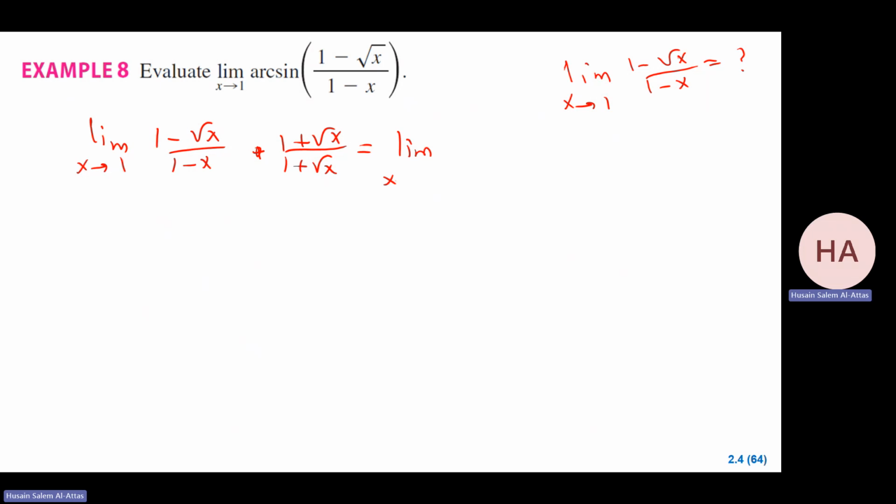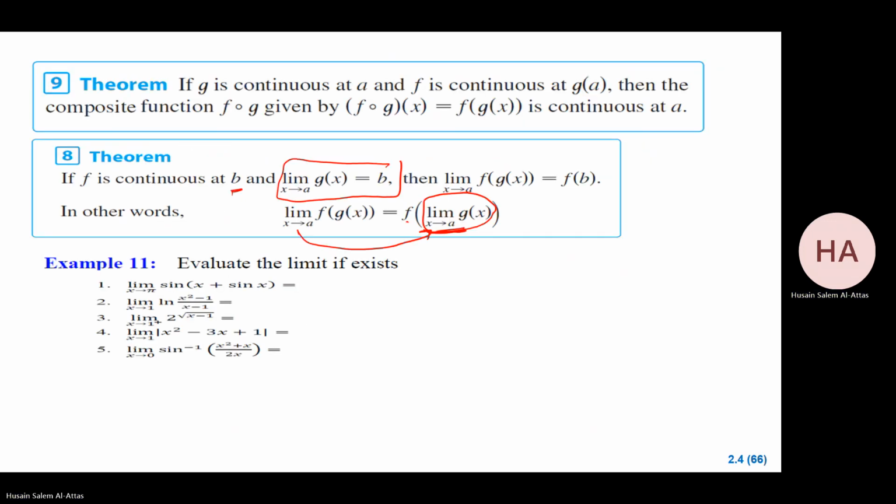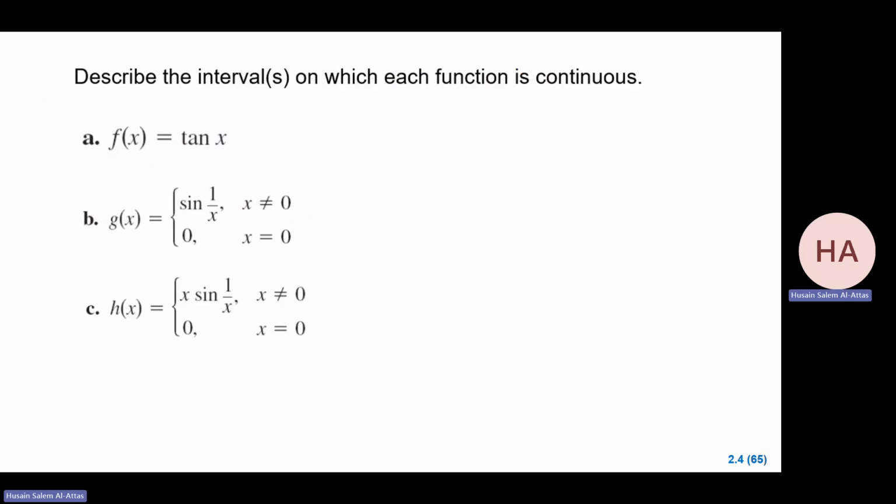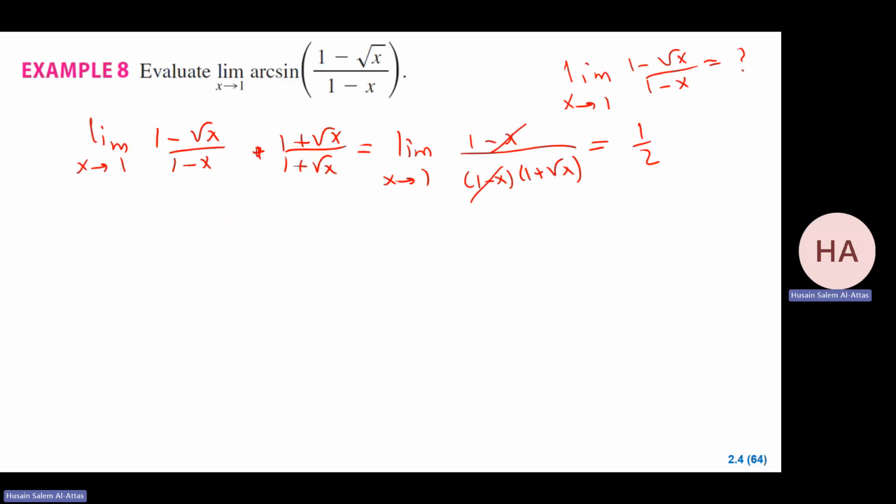That gives me what? 1 minus x over 1 minus x, 1 plus the square root of x. This is cancelled, so I'm getting 1 over 2. Okay, so we say the limit is equal to b. So what I need is f continuous at b. F, which is sine inverse, is continuous at half, and that is true. So I can insert the limit.